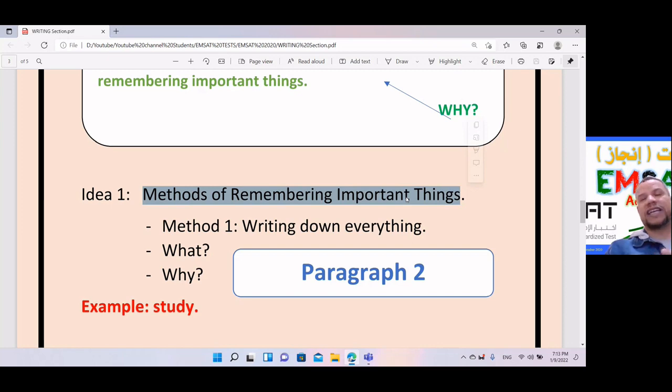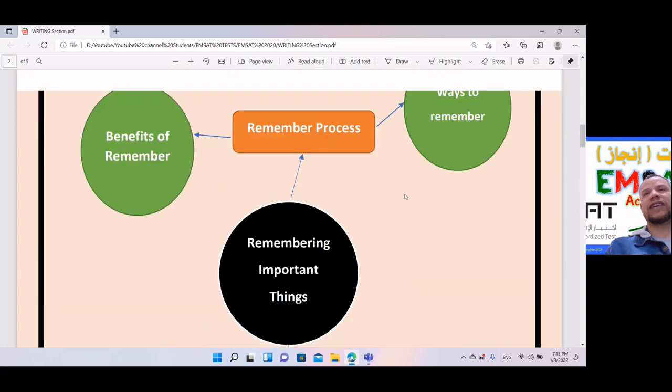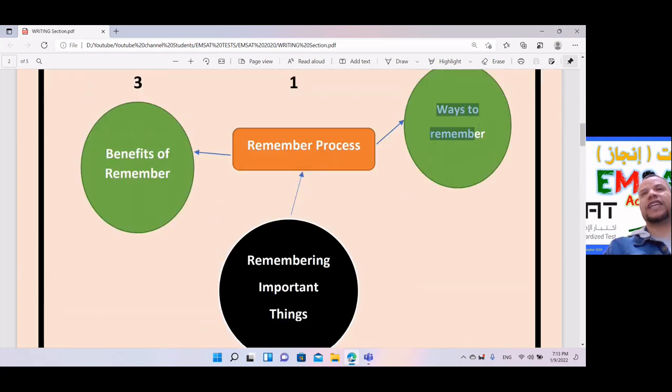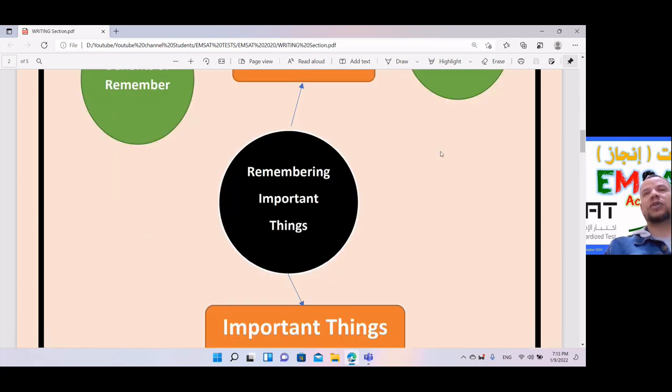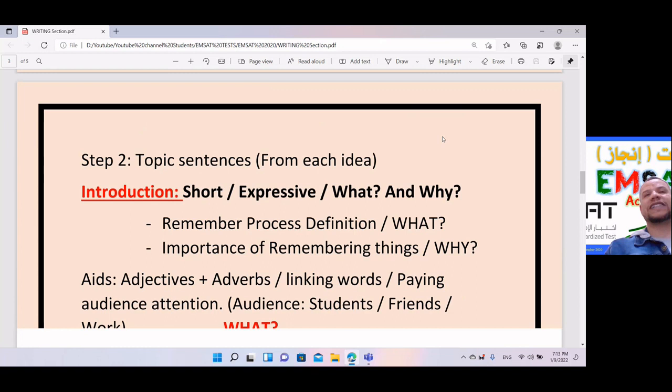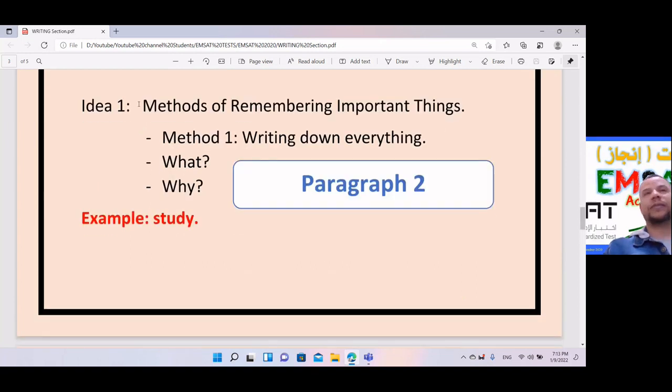Look at me now. I want to go back again, I'm sorry, to the word web. Yes, look at this one. Ways to remember. If you mention 3 ways, each method is a paragraph. So I got the ideas now of the paragraphs, 3 paragraphs coming from one title, methods of remembering important things. Method 1, idea 1, is about what? For example, writing down everything. You have to write down everything. So this is idea 1, way number 1.